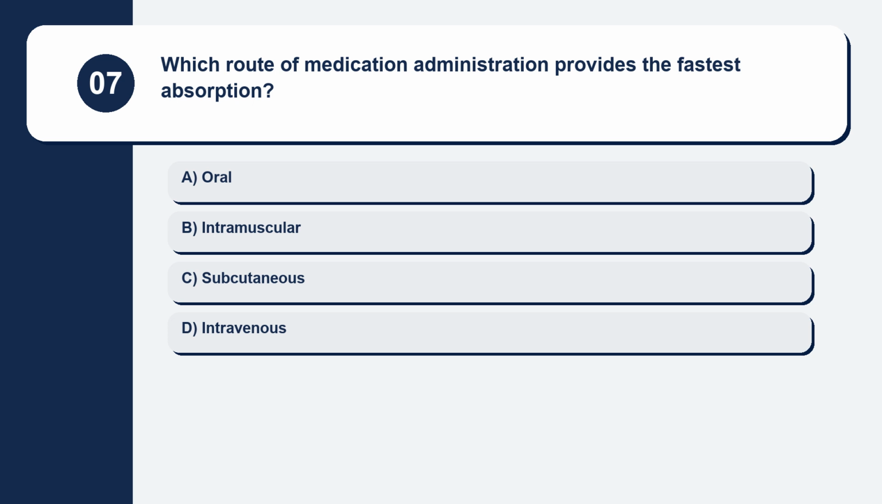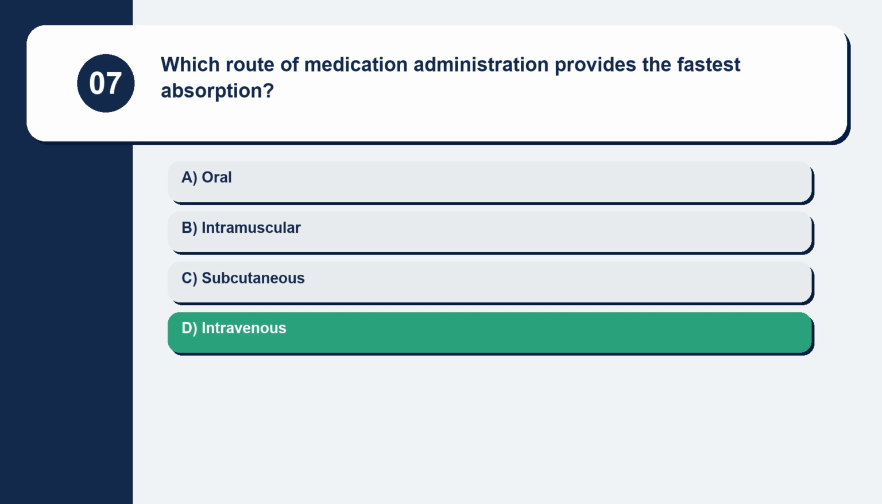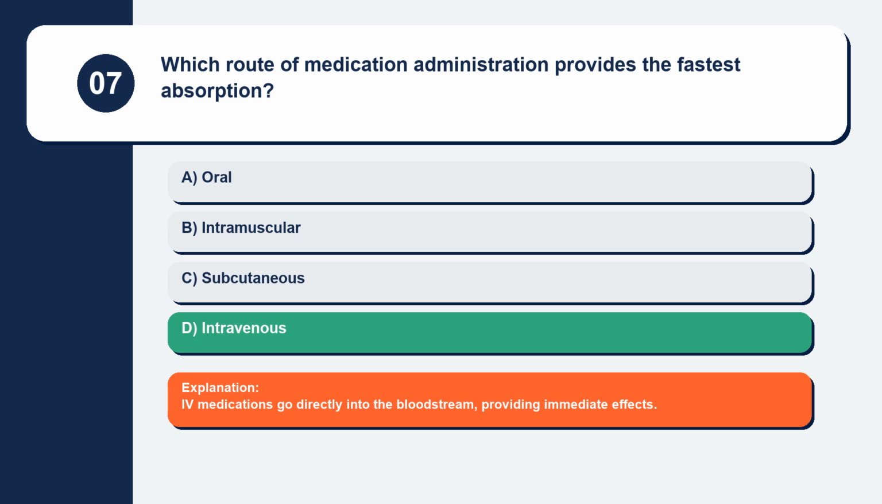Question 7. Which route of medication administration provides the fastest absorption? Oral. Intramuscular. Subcutaneous. Intravenous. IV medications go directly into the bloodstream, providing immediate effects.